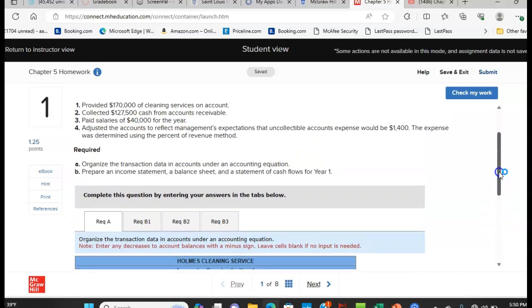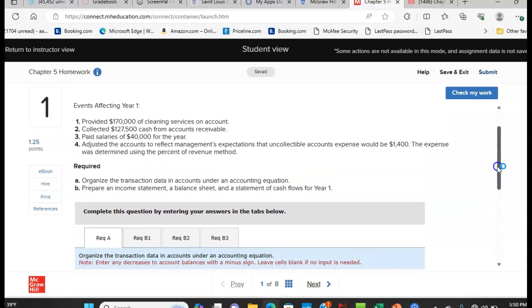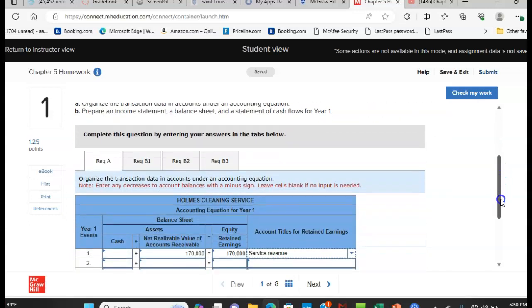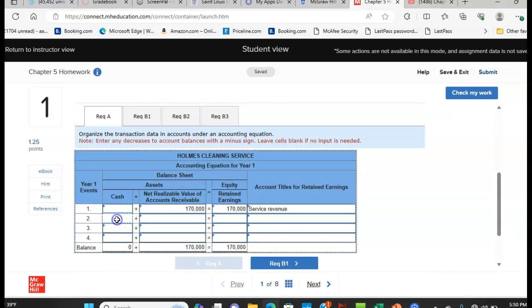For our second transaction, we collected $127,500 cash from account receivable. Therefore, our cash account increased by $127,500. The account receivable account decreased by $127,500. This transaction does not impact retained earnings or equity. We exchanged one asset, account receivable, for the other asset, which was cash.